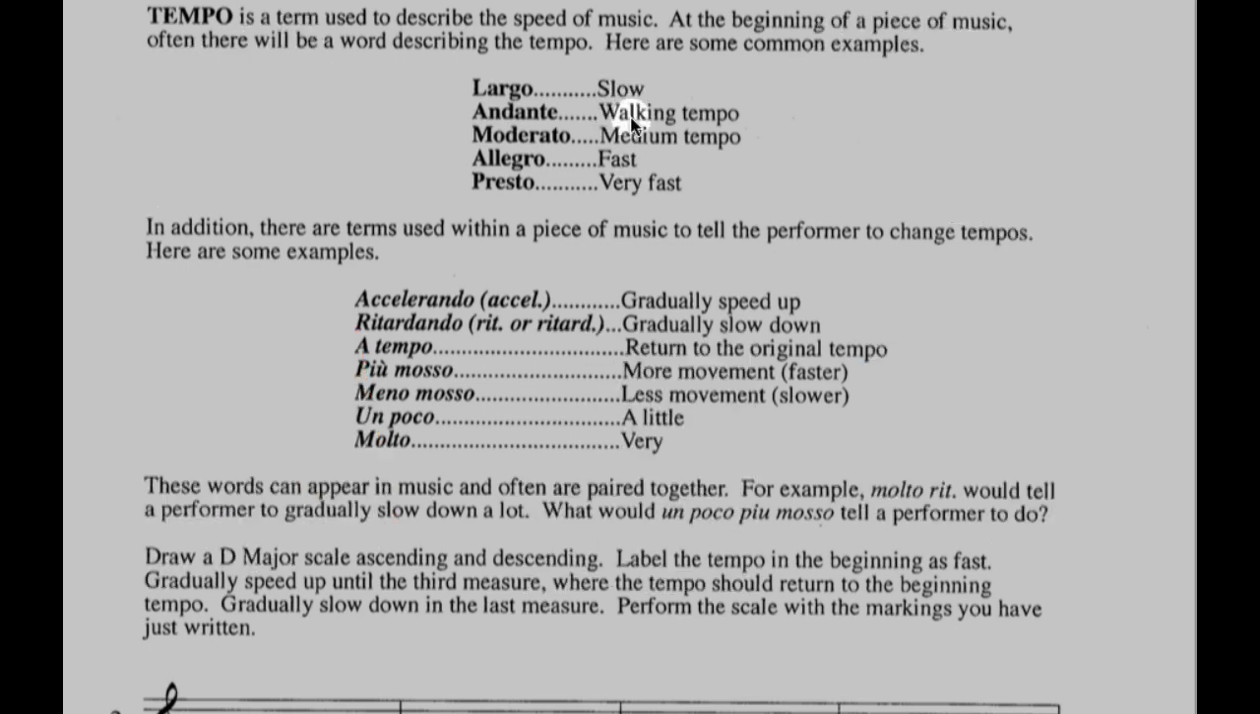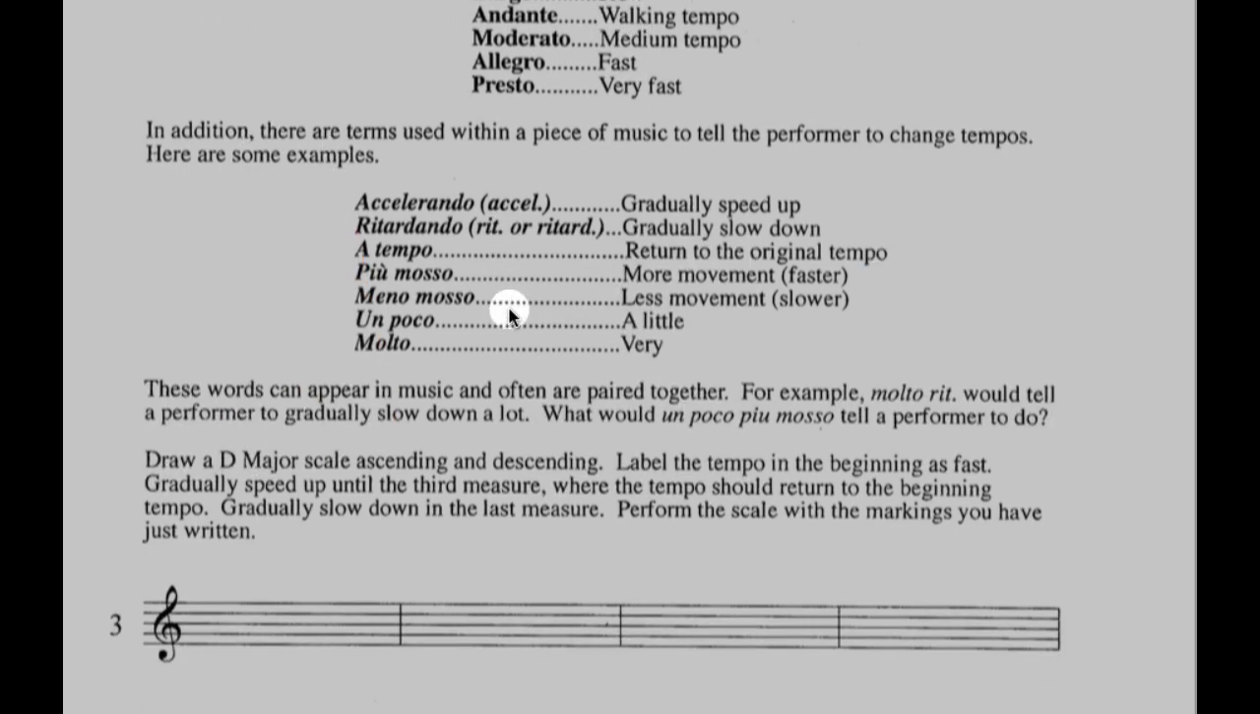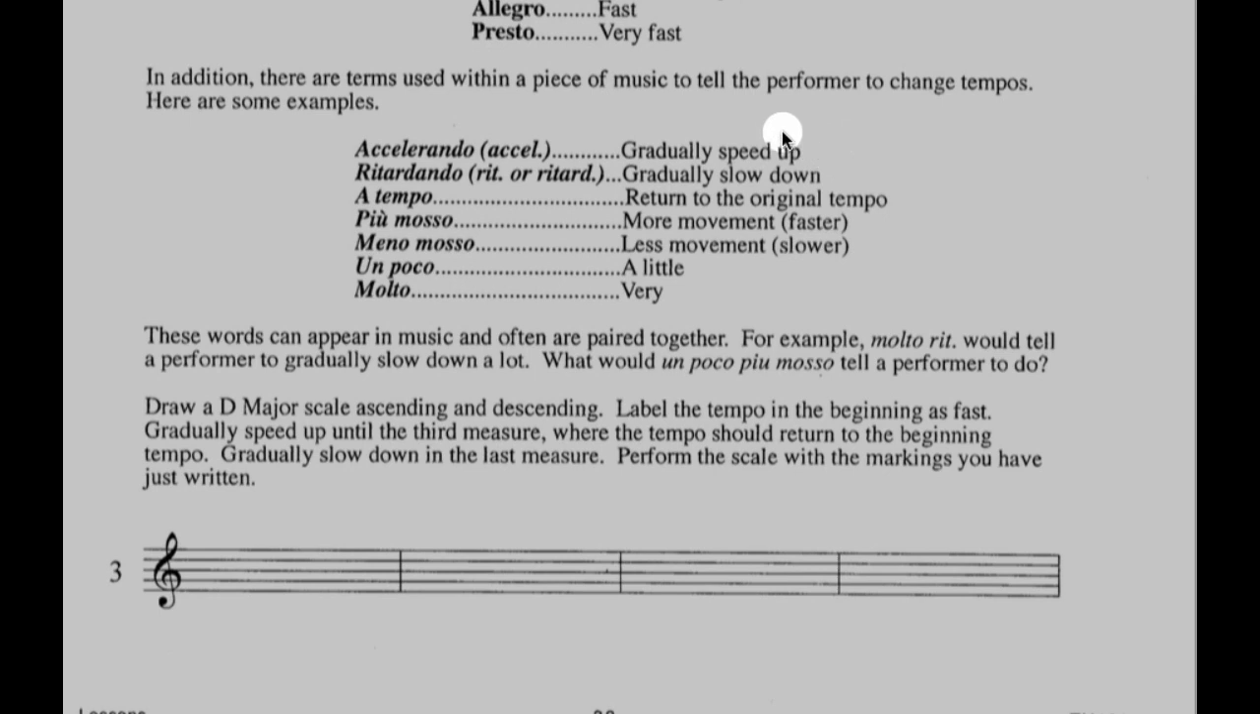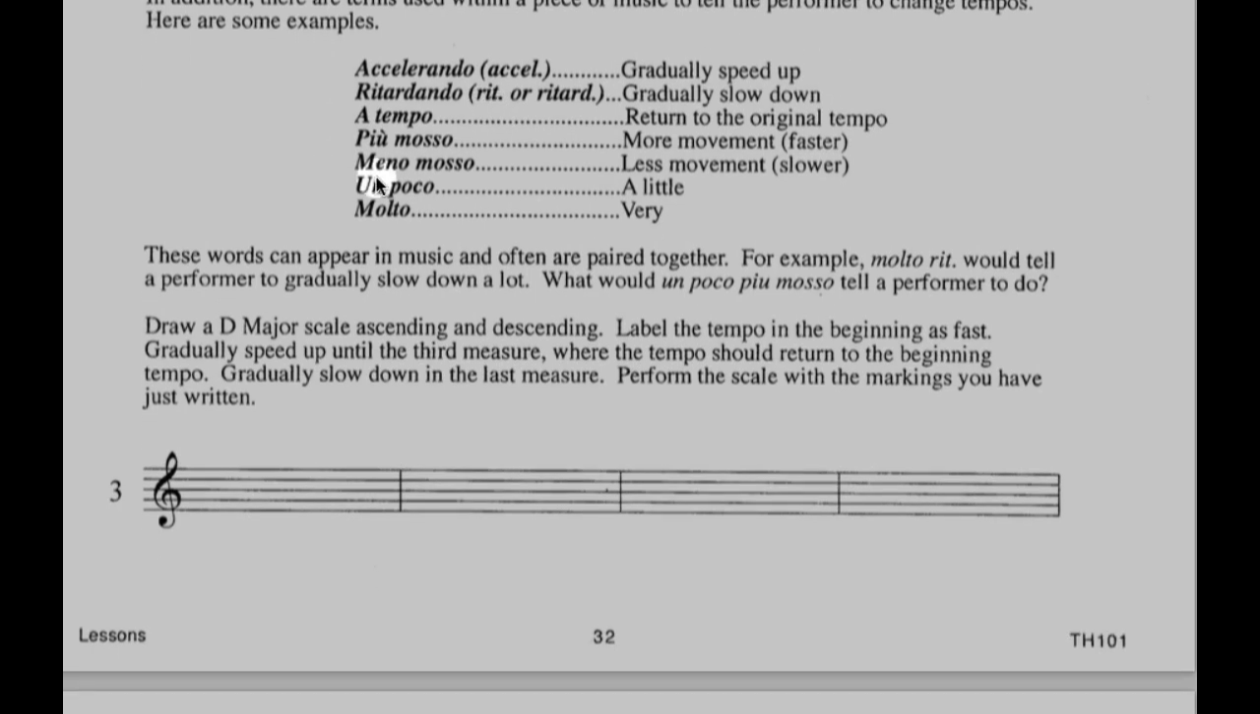It's very simple. In addition, there are terms used within a piece of music to tell the performer to change tempos in the song, in the middle of the song. Accelerando, accelerate, gradually speed up. Retardando, or slow down. A tempo means return to the first tempo. Più mosso, more movement, faster. Meno mosso, like minus, less movement, slower. Un poco, a little, and molto, very.